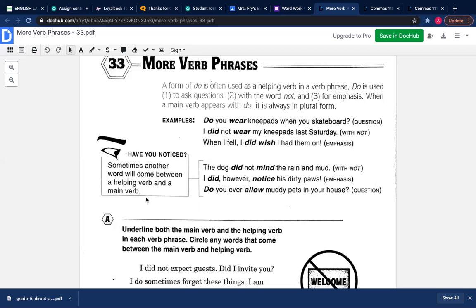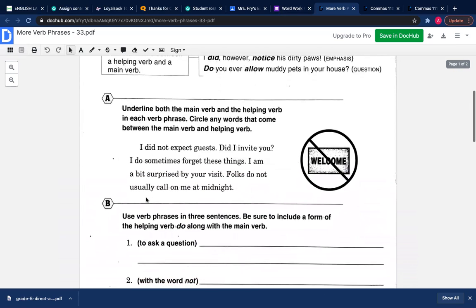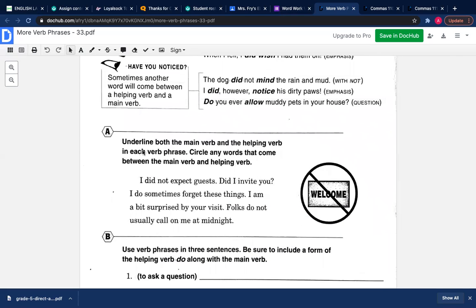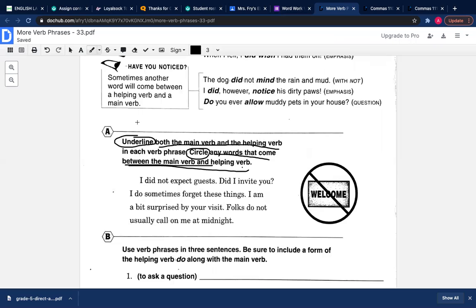In part A, the directions say to underline both the main verb and the helping verb in each verb phrase. So I'm going to annotate these directions: underline both the main verb and the helping verb in each phrase. Then circle any words that come between the main verb and the helping verb. These are directions that you need to annotate because they could be confusing. There are two steps here.